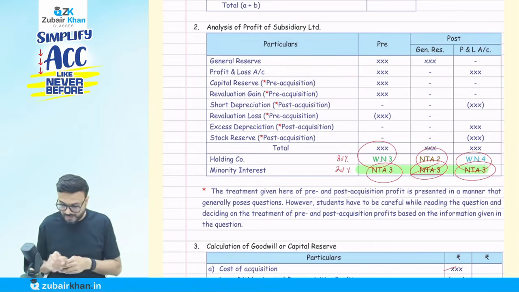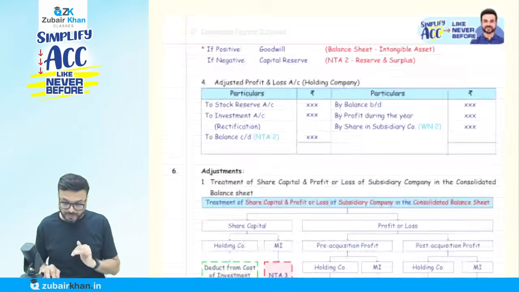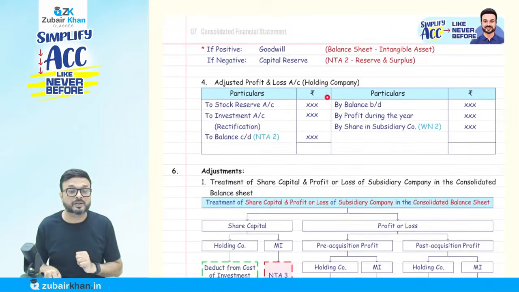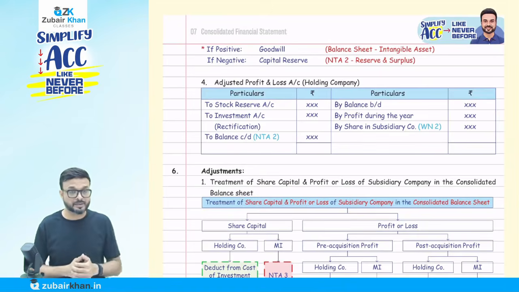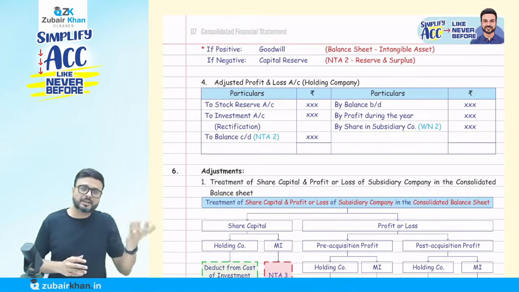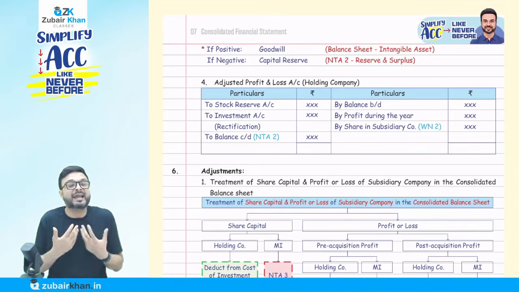Don't get confused here. We are working on number 4, which is on the profit and loss account of the holding company. But you will say, but sir, the P&L balance of the holding company should come under reserve and surplus. I agree with you. The profit and loss account balance of the holding company should come under reserve and surplus. But there are certain adjustments to it.